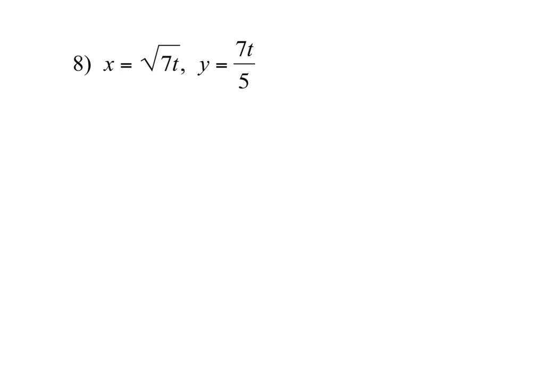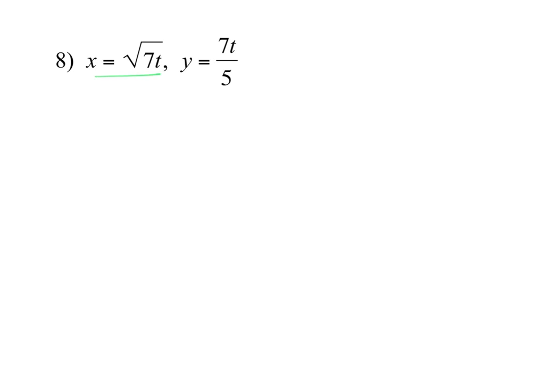All right, so for number 8, while it doesn't look like it, I would actually take that x formula to get rid of that root. So what does that look like? I'm going to take this first one and solve for t by itself. So how would I do that? What do I get rid of first? Yeah, I'm going to get rid of the radical first. And so I'm going to do this. X squared equals 7t. So that means t equals x squared over 7.